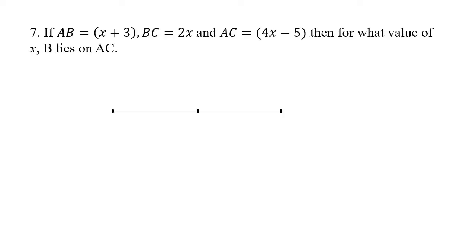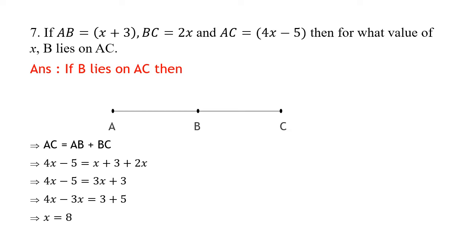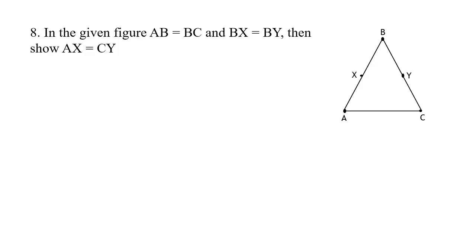The next sum: AB equal to x plus 3, BC equal to 2x and AC equal to 4x minus 5. Then for what value of x does B lie on AC? So if B lies on AC, then we have AC equal to AB plus BC. That is 4x minus 5 equal to x plus 3 plus 2x. 4x minus 5 equal to 3x plus 3. 4x minus 3x equal to 3 plus 5. So we get x is equal to 8. So if you put the values and verify, you will get the answer.